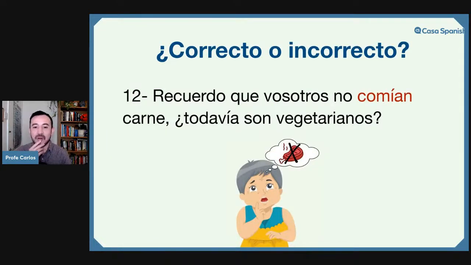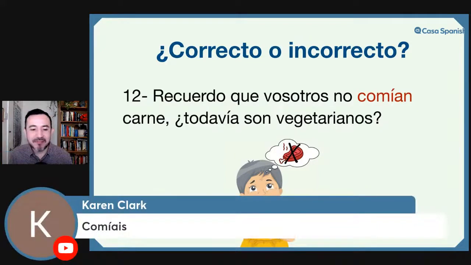¿Correcto o incorrecto? Recuerdo que vosotros no comían carne. ¿Todavía son vegetarianos? Is this correct? Is this incorrect? If you think it's incorrect, please type down the answer. So we have comíais.